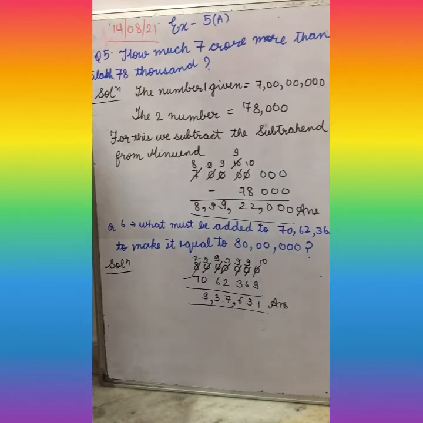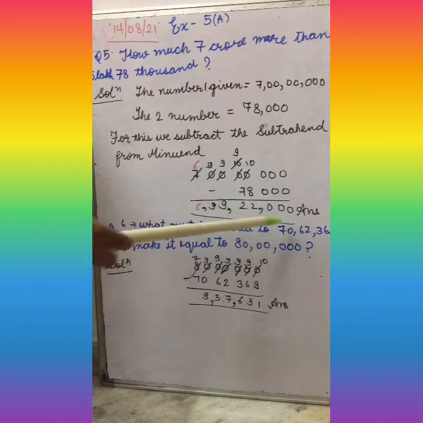After that, it is asked to find the difference between these two numbers so that we can calculate the gap between the two numbers. For that, the bigger one is written on the top, which is called minuend, and the smaller one, subtrahend, is written in the second row. After that, we find the difference, and our difference comes out to be 6 crore 99 lakh 22,000.